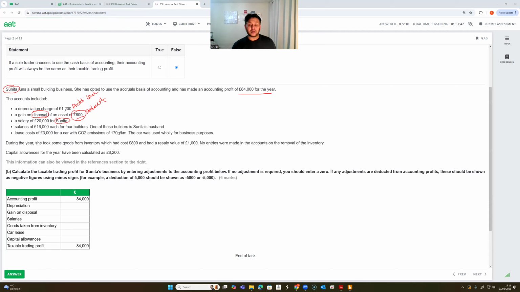If it is a sole trader or partnership, if they take any salary, this salary has to be added back. So you need to find how much was the actual profit before taking the salary, because the tax needs to be calculated on that amount. So here we have a salary of 20,000. So this one needs to be added back. So add back the salary.